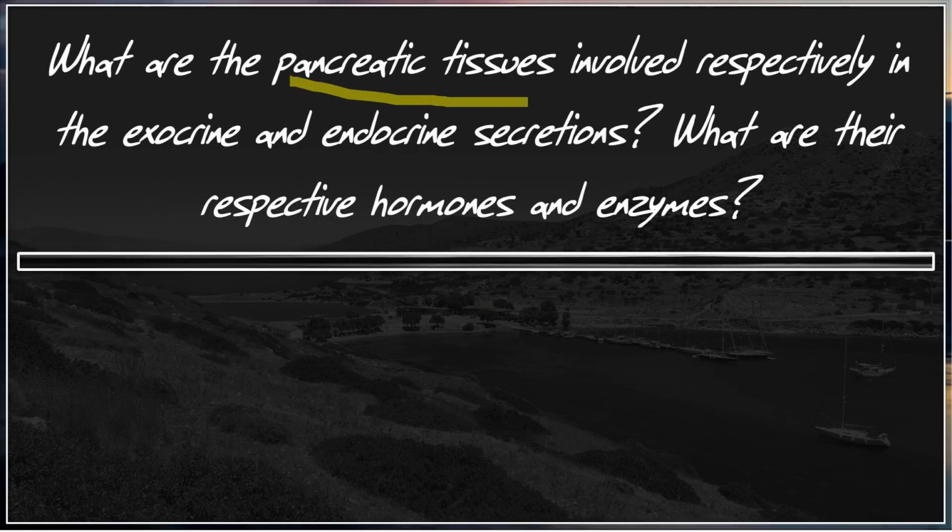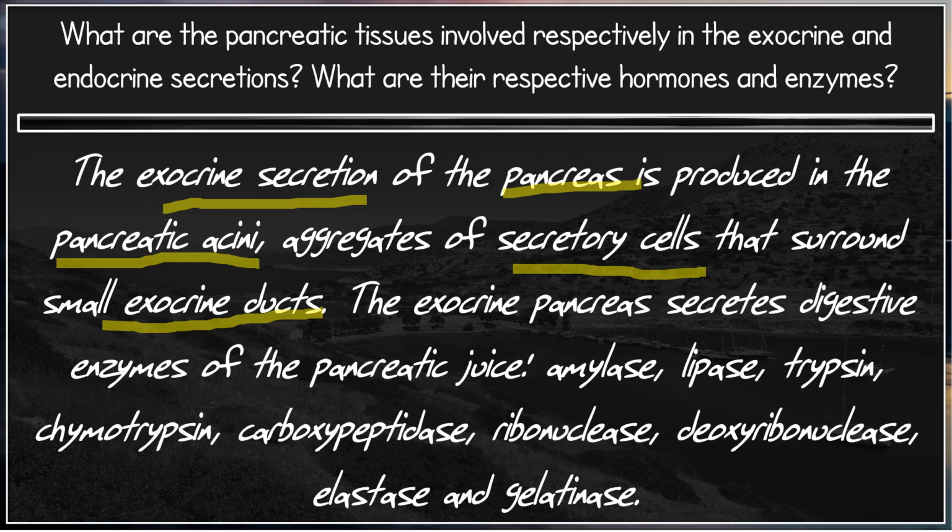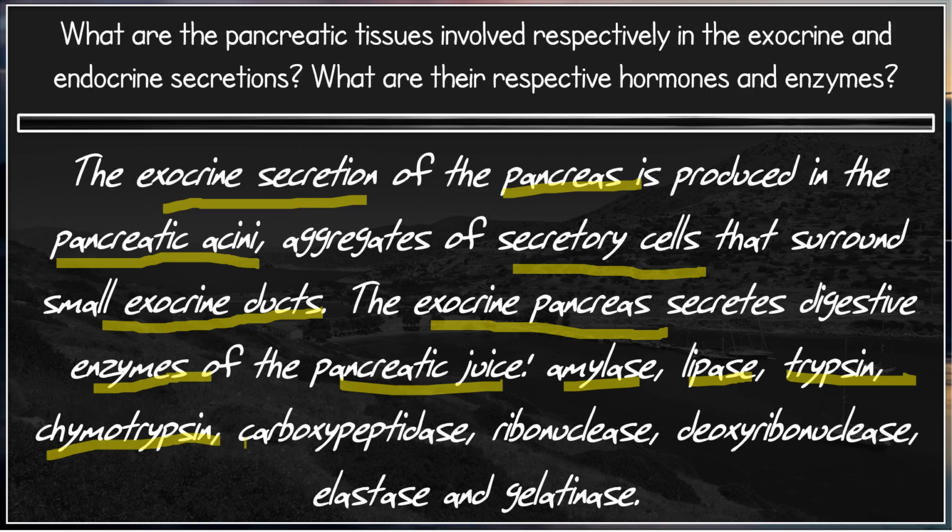What are the pancreatic tissues involved respectively in exocrine and endocrine secretion? What are their respective hormones and enzymes? The exocrine secretion of the pancreas is produced by the pancreatic acini, aggregates of secretory cells that surround the small exocrine ducts. Exocrine pancreas secretes digestive enzymes, the pancreatic juice: amylase, lipase, trypsin, chymotrypsin, carboxypeptidase, ribonuclease, deoxyribonuclease, lactase, and gelatinase.